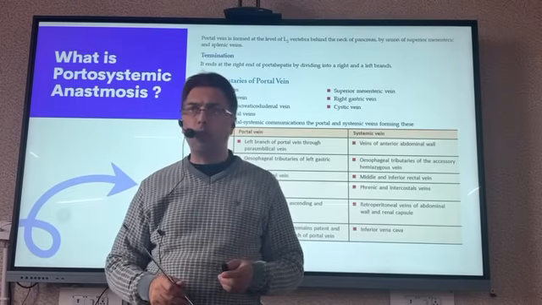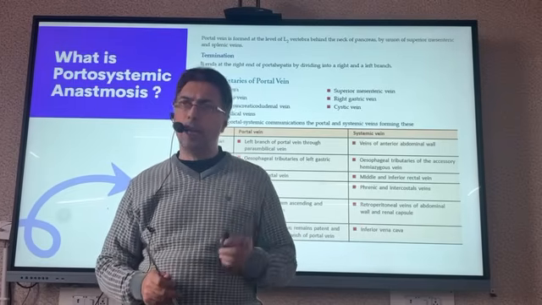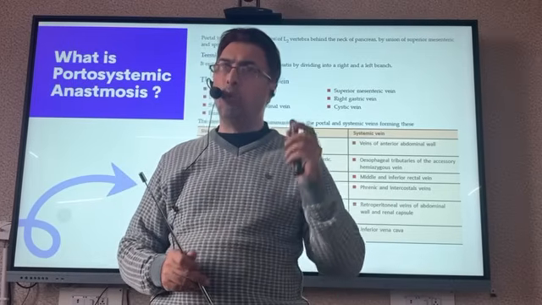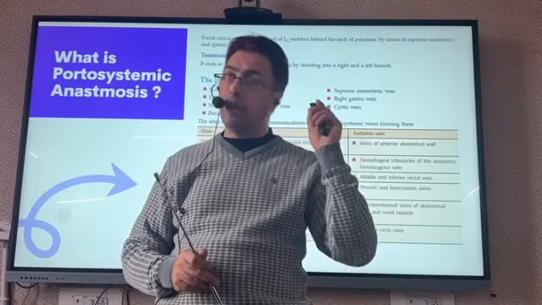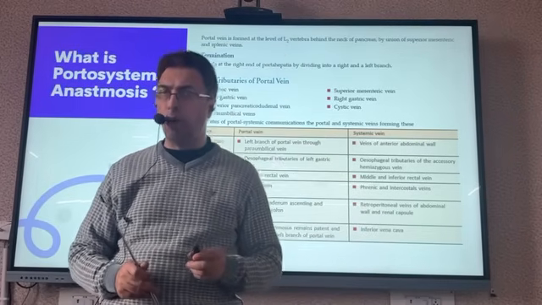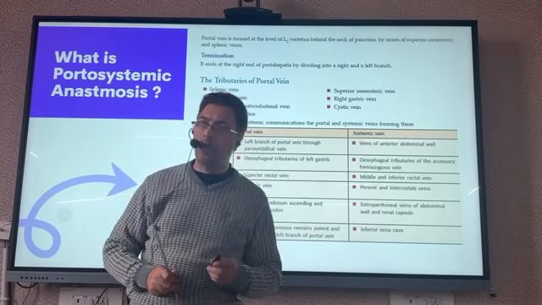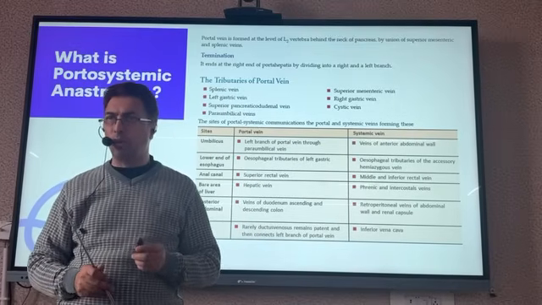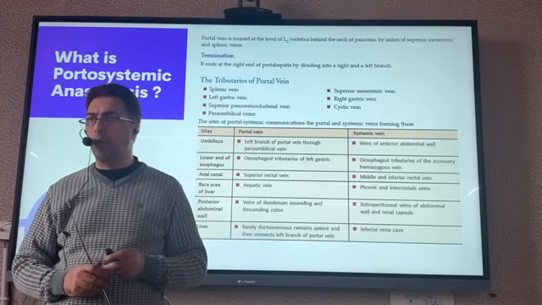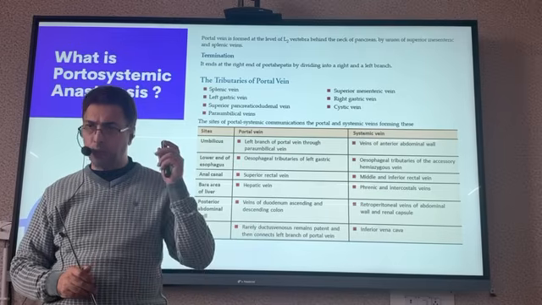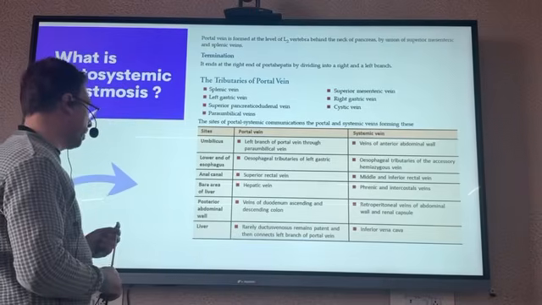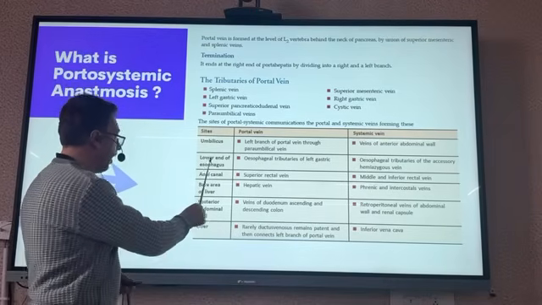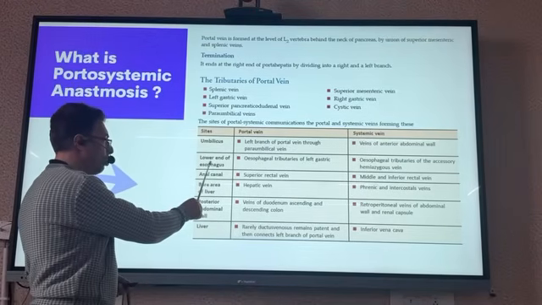Does it occur all over the body? No. It occurs at specific sites. And what are the specific sites of portosystemic anastomosis that you have to remember? Very important. The first is the distal end of the esophagus, or near the esophago-gastric junction. So that is one part where we have the portosystemic anastomosis, lower end of esophagus.